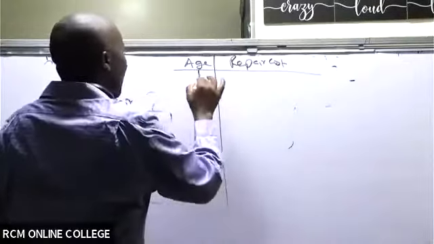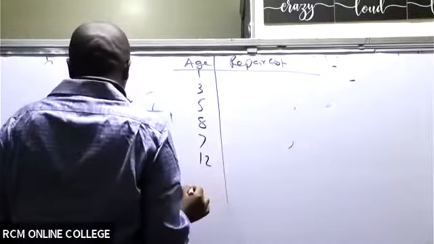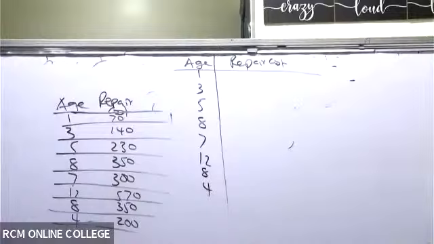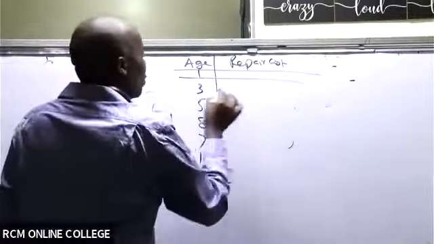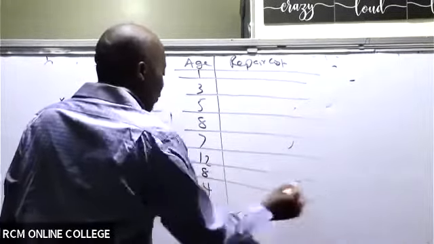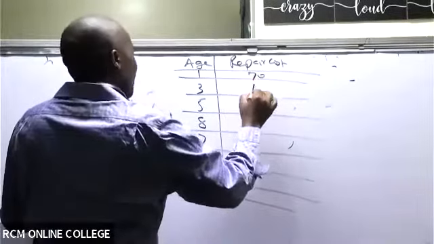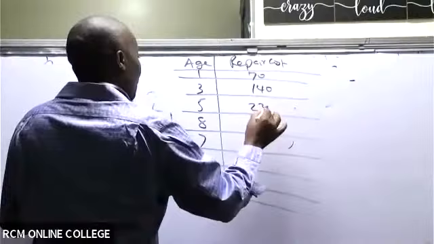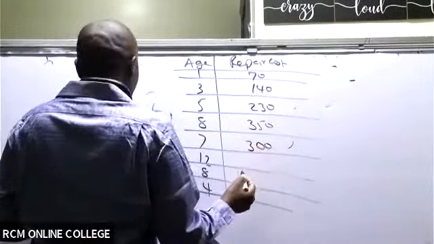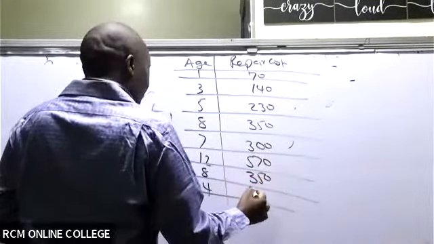So we have here 1, 3, 5, 8, 7, 12, 8, 4, 8, 4, 8, 4 like that. And then of course we have now the corresponding repair costs. What do we have here? The corresponding repair costs I have are 70, 70, 140, 230, 350, 300. Then we have 570. Then we have 350. Then lastly, we have 200.